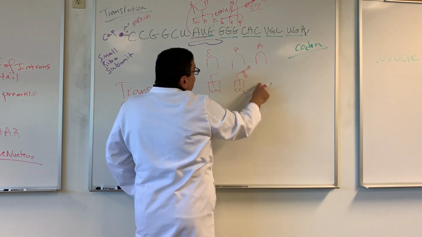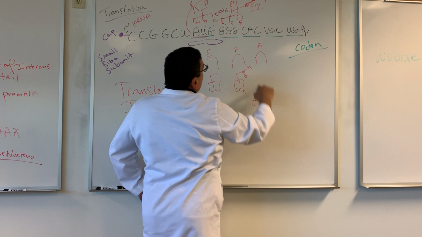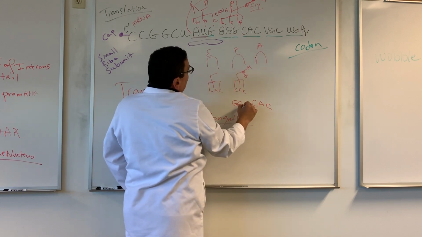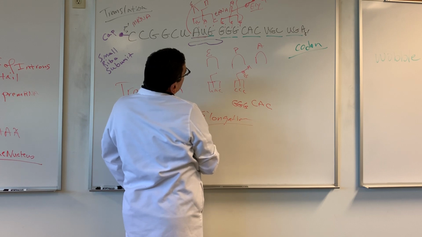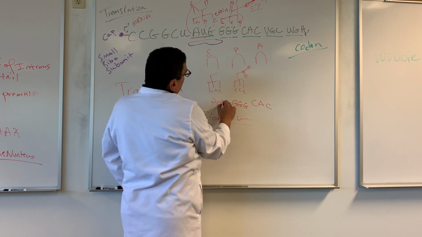Now, underneath the A site is the CAC codon. Underneath the P site is this codon. Am I right? Hang on, let me see. Yep. And underneath this one is this one.